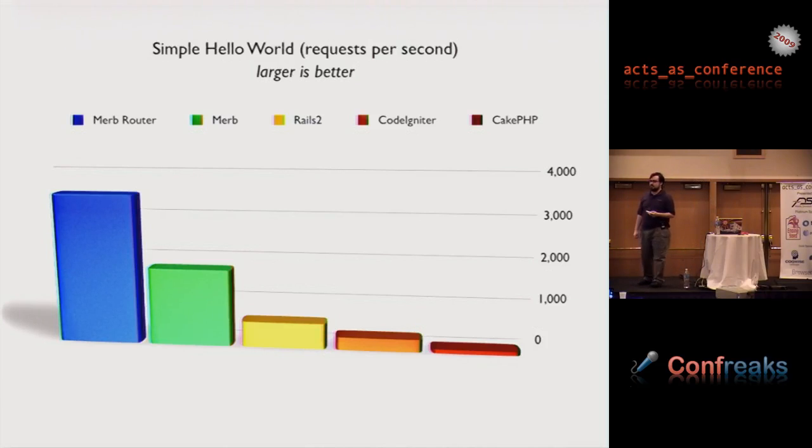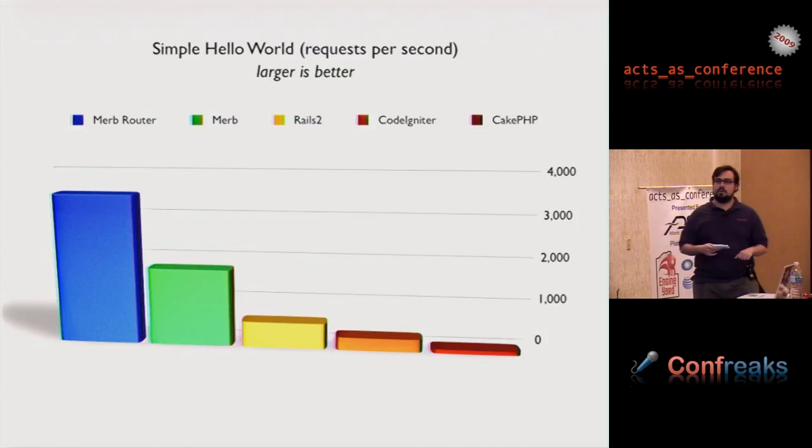The Merb router, which is basically a rack application, is super fast. Merb itself is pretty fast. Rails is still reasonably fast, and things like CodeIgniter or CakePHP. CakePHP is like 90 requests per second or something like that. So PHP is actually super slow. I think Java is faster, around the same as the Merb router.